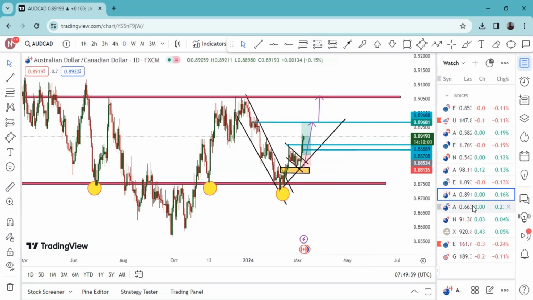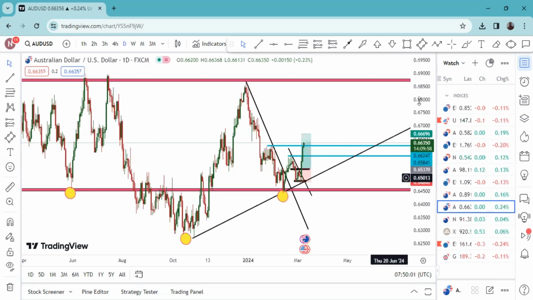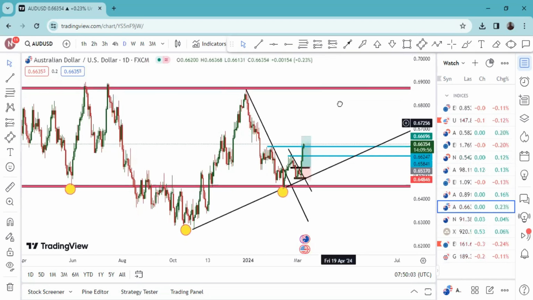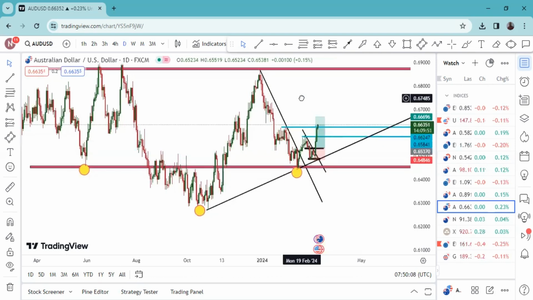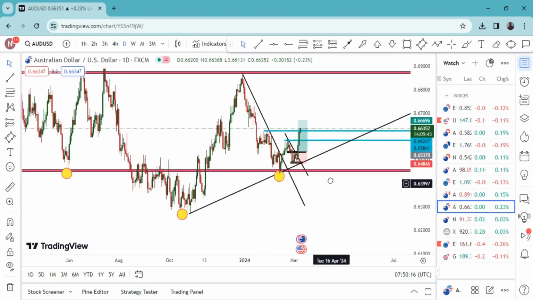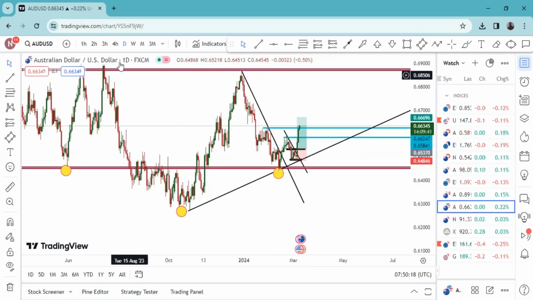So the next pair, AUD, also the same thing, but I missed this one. I didn't take this trade. I missed this one, but it was also a very good trade. You can see very clearly this was a shoulder. This is a head. This is a shoulder. The market broke my counter trend line.